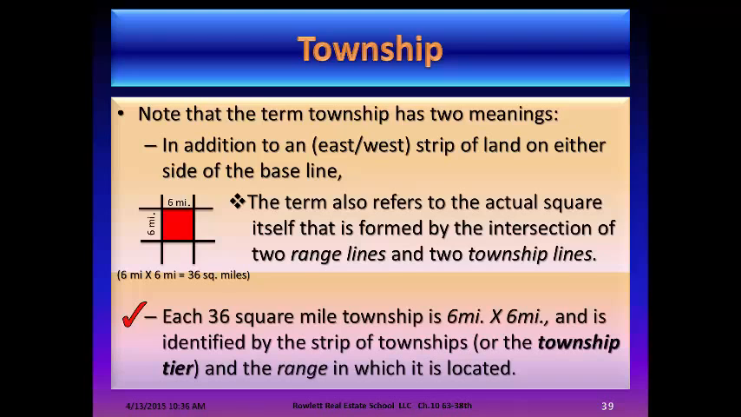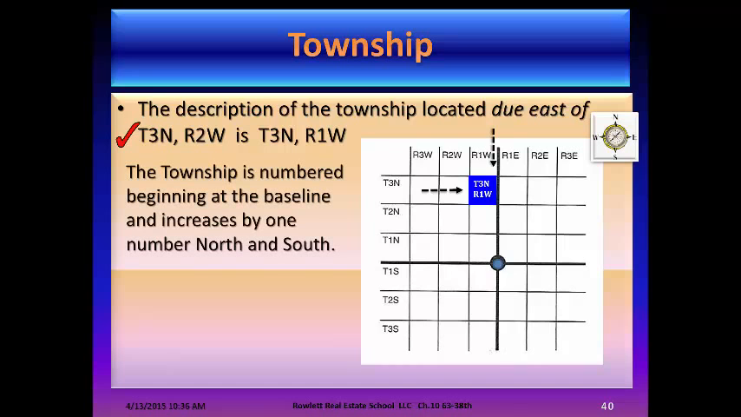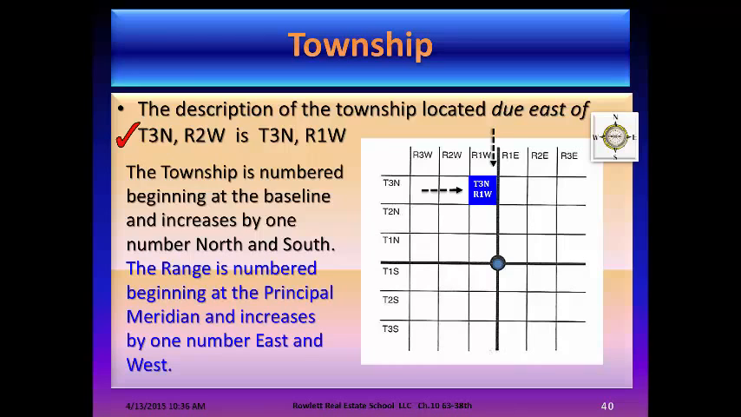Each 36 square mile township is 6 miles by 6 miles and is identified by the strip of townships or the township tier and the range in which it is located. The description of the township located due east of T3N R2W is T3N R1W. The township is numbered beginning at the baseline and increases by 1 number north and south. The range is numbered beginning at the principal meridian and increases by 1 number east and west.